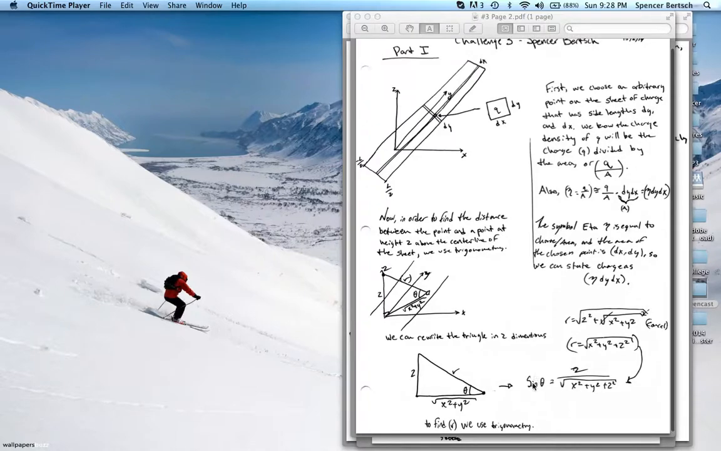Okay, then you have sine of theta, this angle here, which is necessary in order to continue. You have z over the square root of x squared plus y squared plus z squared, because that is this side length here, and sine is opposite over hypotenuse. So we have opposite z over hypotenuse.